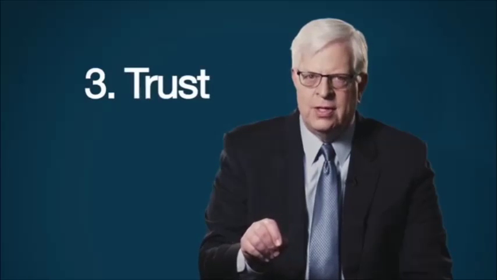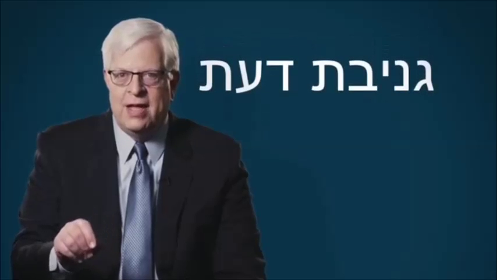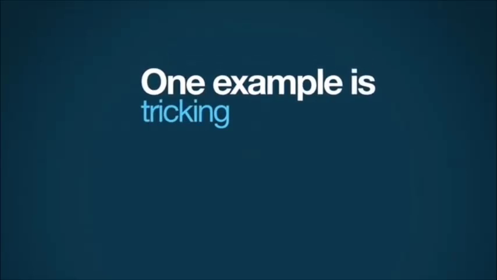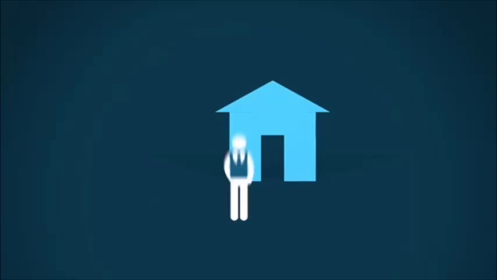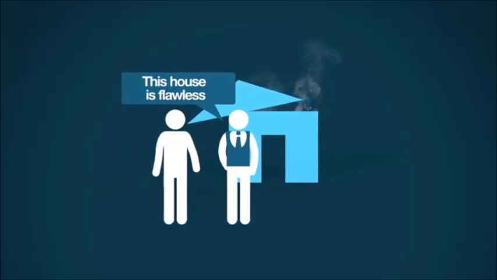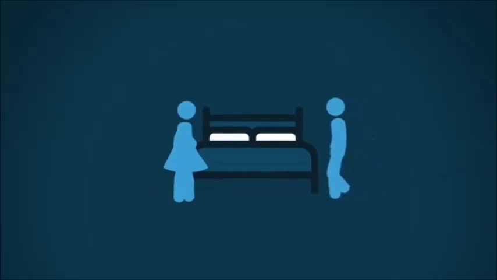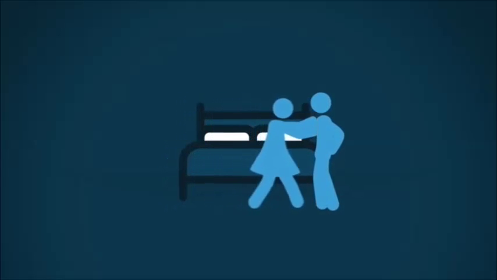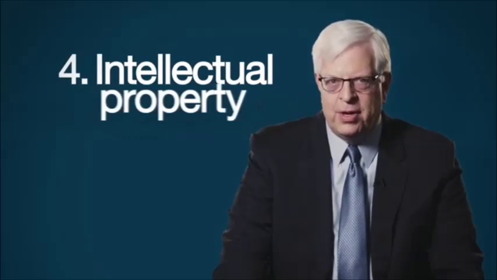3. A person's trust. Stealing a person's trust is known as deceiving someone. In fact, in Hebrew, a term for tricking someone is gnevat da'at, which literally means stealing knowledge. One example is tricking people into buying something, as when a real estate agent omits telling a prospective purchaser all the flaws in a home in order to make a sale. Another example would be when someone deceives another person with insincere proclamations of love in order to obtain material or sexual favors. 4. A person's intellectual property.